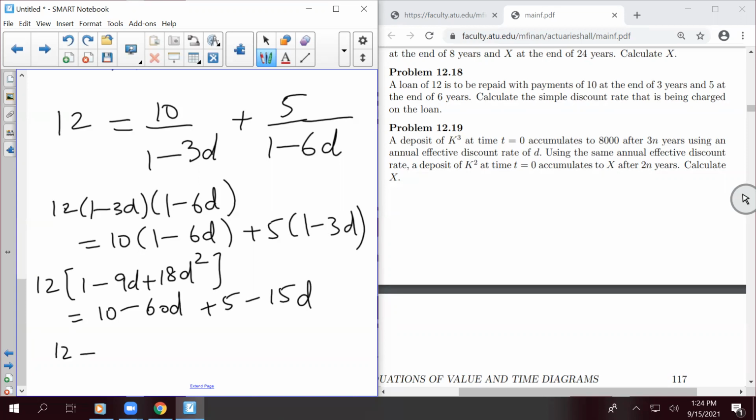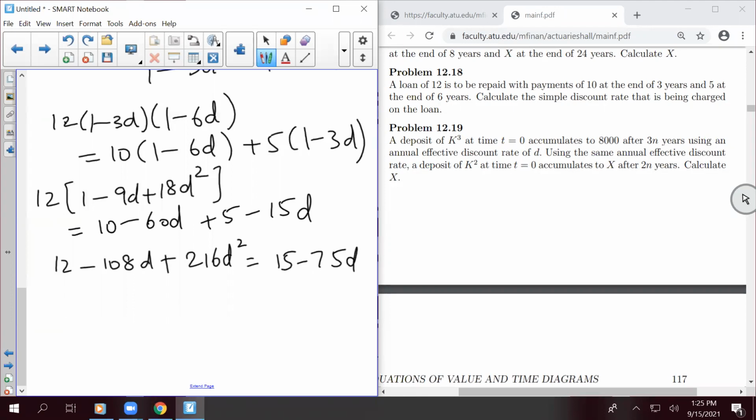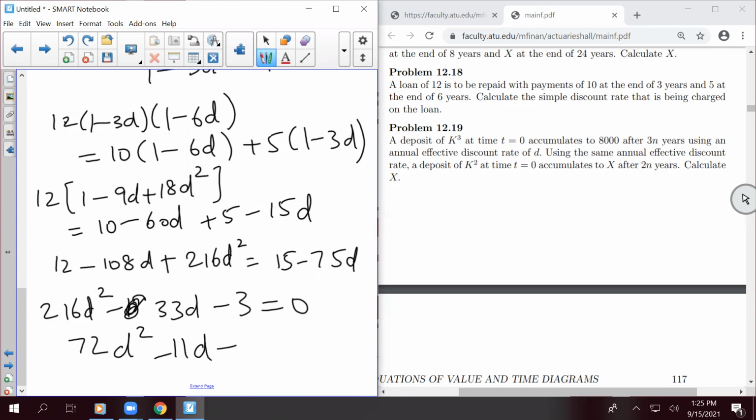So 12 minus 108D, what's 18 times 12? 216. And minus 75D. So 216D squared, minus 108 plus 75, so minus 33D, plus 12 minus 15, which is minus 3. Is that it? And I can divide it by 3 to simplify it a bit. So 72D squared minus 11D minus 1 is equal to 0.